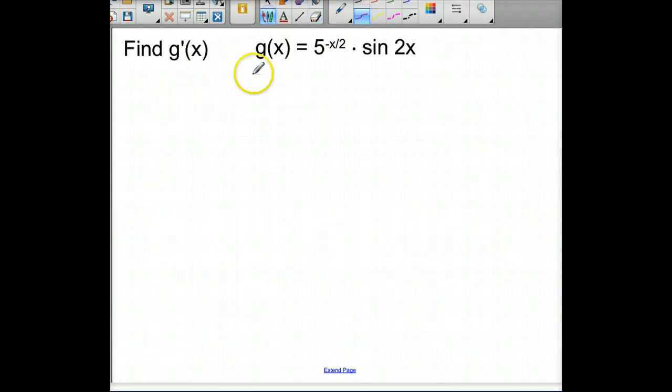If we have g of x equals 5 to the negative x over 2 times sine of 2x, so this is like our a to the u times sine of a different u, and we're trying to find g prime. So we've got a product, and within our product we're going to have to use our new rule. So this is u and this is v. If u is 5 to the negative x over 2, then the derivative of u, or u prime, some people are using that.